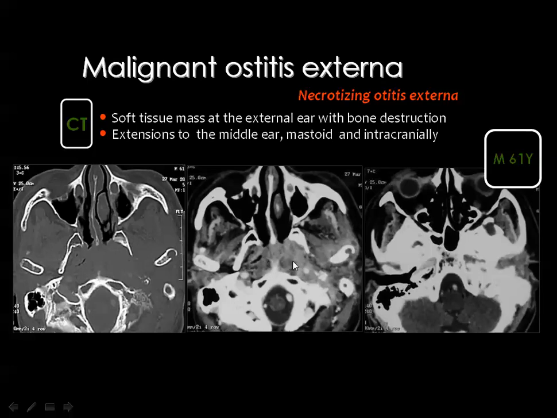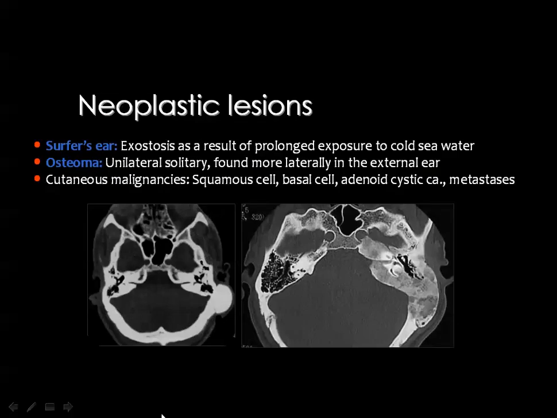infiltration of the retropharyngeal soft tissue structures. And in the bone window image, you can see some erosive changes of the skull base bones. Here are two different examples for lesions that can occur near the ear or involving the petrous bone.